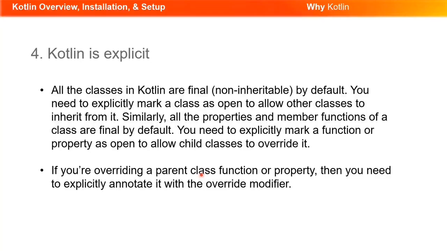Also, classes in Kotlin are all final by default. You need to mark a class as open to allow other classes to inherit from it. Similarly, all the properties and member functions are also final. So you need to mark a function, or the equivalent, a method in Java, or a property, as open to allow child classes to override it. A subclass can inherit and override a method, but you have to explicitly mark it as open.